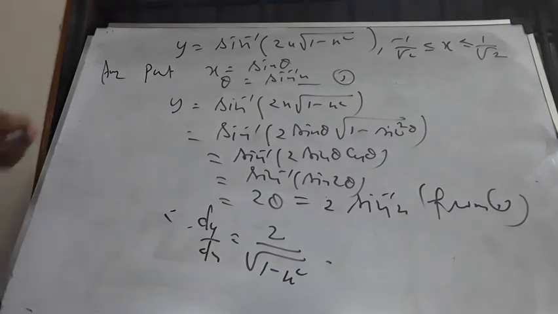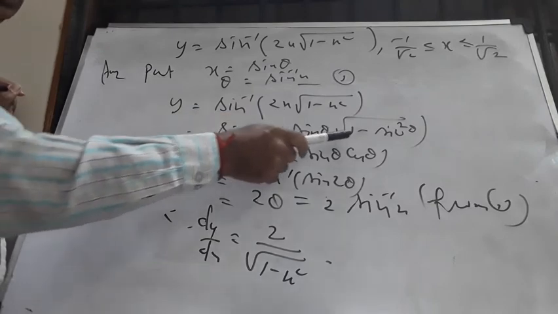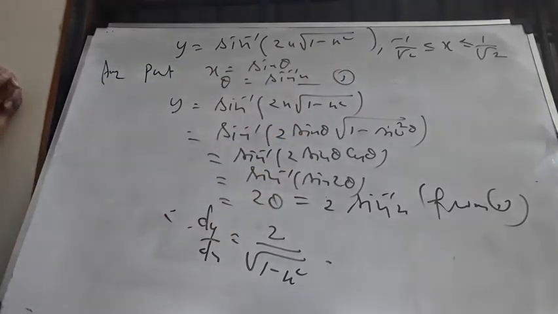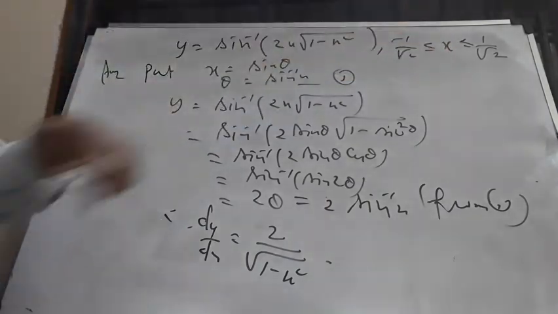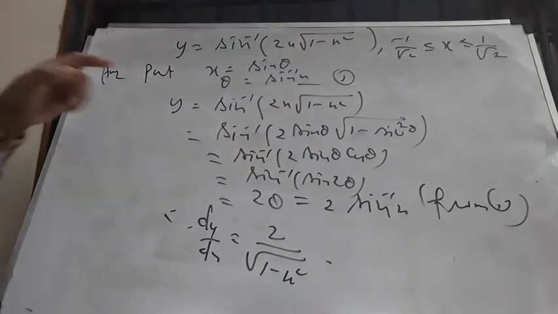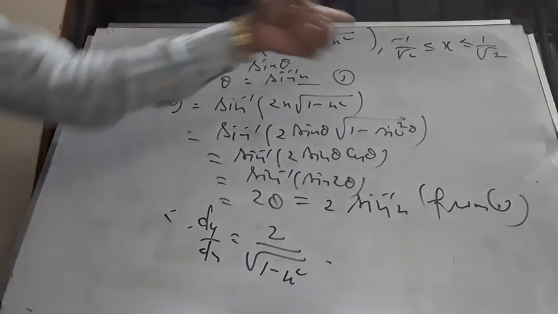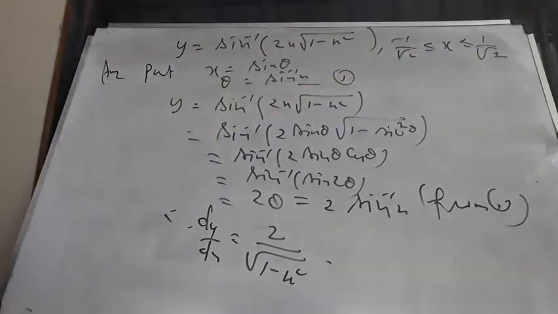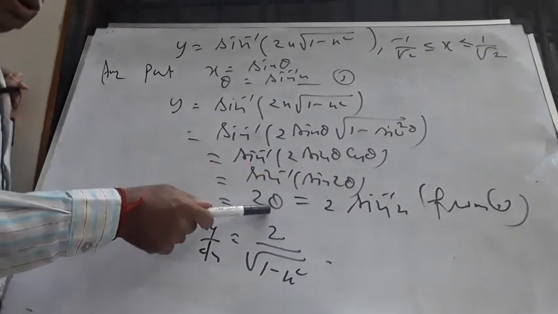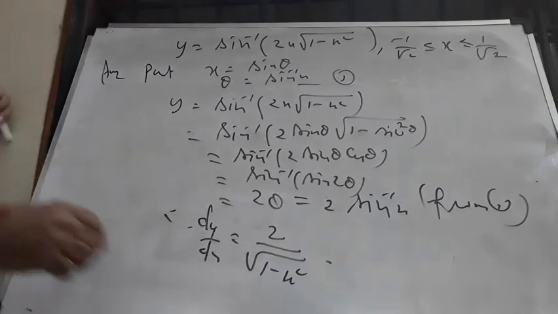Let me repeat. I put x equal to sine theta. Theta is sine inverse x. Therefore, this becomes 2 sine theta cos theta, sine 2 theta. I told you orally, minus 1 by root 2 less than or equal to x means minus 1 by root 2 less than or equal to sine theta less than or equal to 1 by root 2, so minus pi by 4 less than or equal to theta less than or equal to pi by 4. Multiply throughout by 2: minus pi by 2 less than or equal to 2 theta less than or equal to pi by 2. Therefore, 2 theta lies in the principal value branch, so this gets reduced to 2 theta. 2 theta is nothing but 2 sine inverse x from 1. Therefore, dy by dx happens to be 2 by root of 1 minus x square.